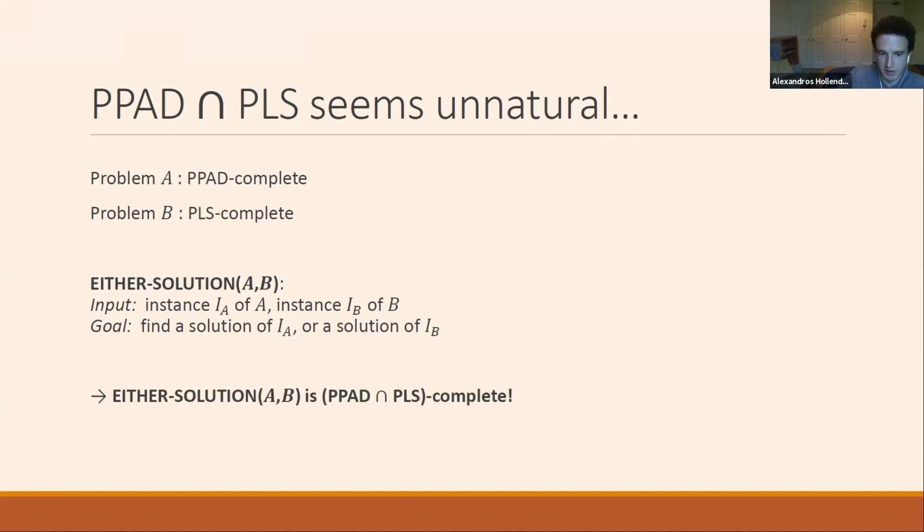Now, it's not too hard to see that this problem is automatically PPAD intersection PLS complete. And in fact, this is not an argument that's specific to PPAD or PLS. You take any two TFNP subclasses. If you construct this problem, it will be complete for the intersection of the two subclasses. So that's great. We already have a ton of PPAD intersection PLS complete problems. But the problem is these problems are very artificial. You've just taken two unrelated problems and put them together in this unnatural way.